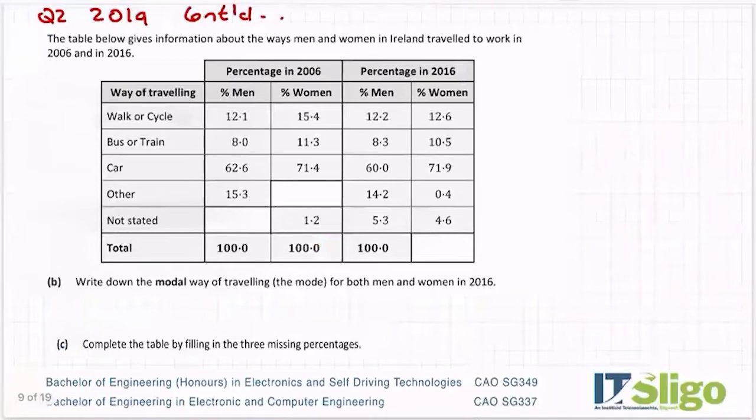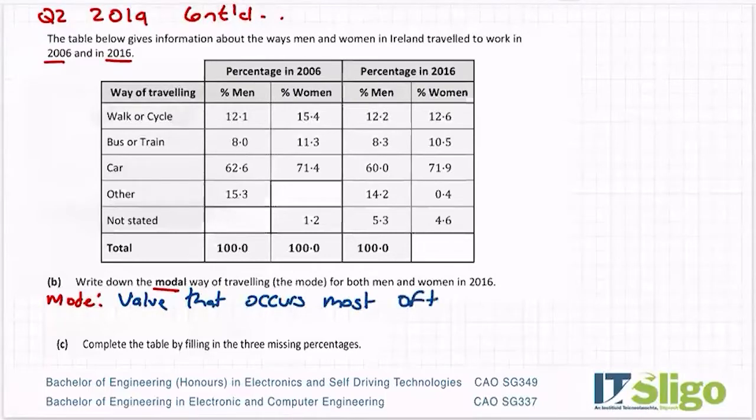The table below gives information about the ways men and women in Ireland travelled to work in 2006 and 2016. Write down the modal way of travelling for both men and women in 2016. So the mode is the value that occurs most often. The modal way is just the way of describing it. So what was the most common way of travelling for both men and women in 2016?